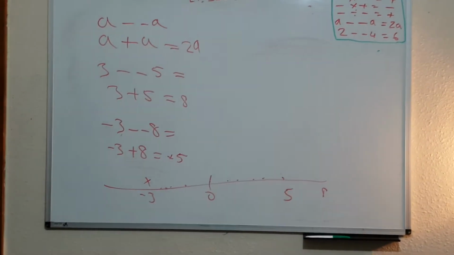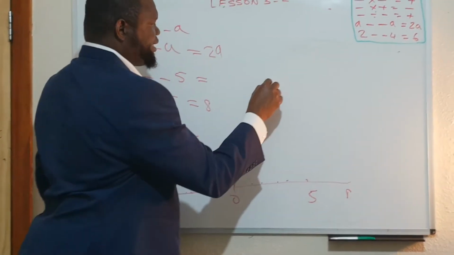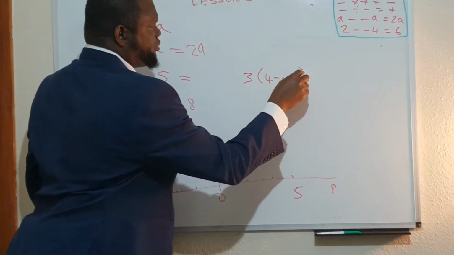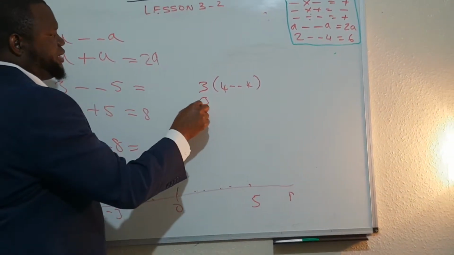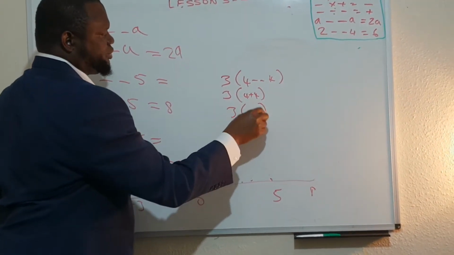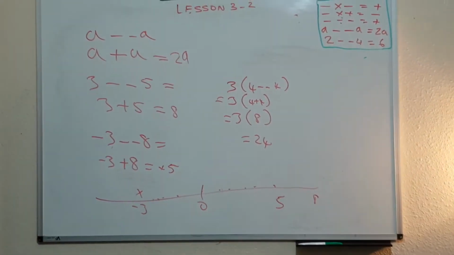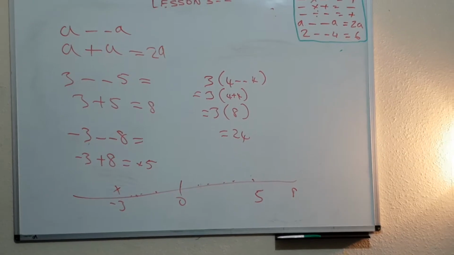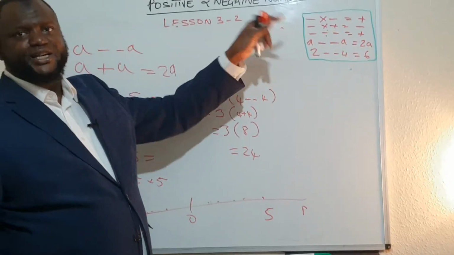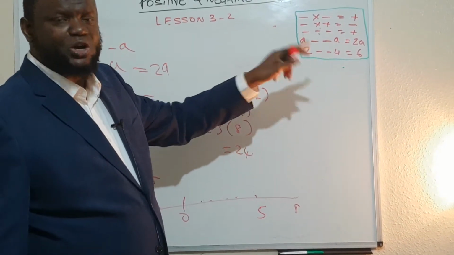Do you understand? It's not difficult, because this can come in both maths papers. They can say 3 into 4 minus minus 4. This will be 3 into 4 plus 4, which is 3 into 8, equal to 24. You have to know the signs. Signs are very, very important. Let us summarize. When we multiply negative by negative, the answer is always positive. When we multiply negative by positive, the answer is always negative.